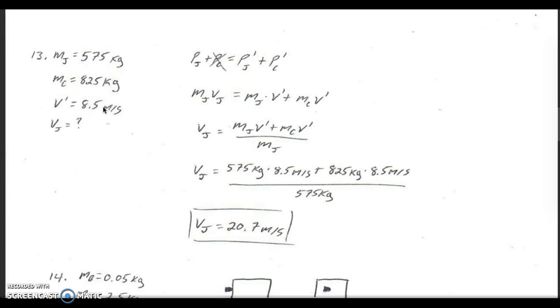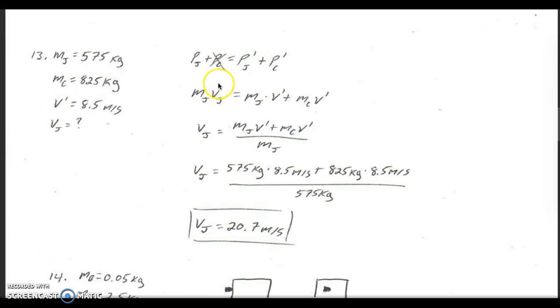We're going to assume no friction with the ground right after the collision, so we're going to find the initial speed of the Jeep. We're going to use conservation of momentum. The momentum of the Jeep plus the momentum of the car equals the momentum of the Jeep after the collision plus the momentum of the car after the collision. Initially, the car has no momentum because it's not moving.